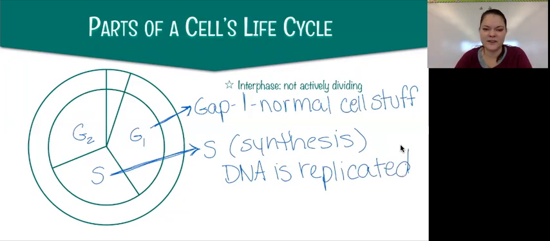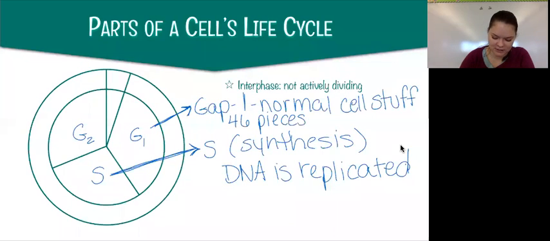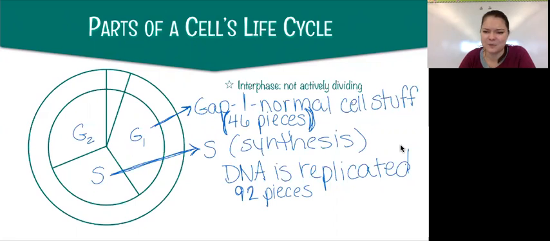So it's still all loosey-goosey in the form of chromatin. All throughout interphase, it is chromatin. But during S phase, now I've got twice as many molecules of DNA. So let's go ahead and kind of take note of that, is that in humans, we're looking at 46 pieces of genetic information, 46 molecules, 46 chromosomes, but I hesitate to say that. And then by the end of S phase, you are at 92 pieces, chunks of DNA. Doesn't that sound weird? Chunks of DNA. Sounds like a weird 90s band.